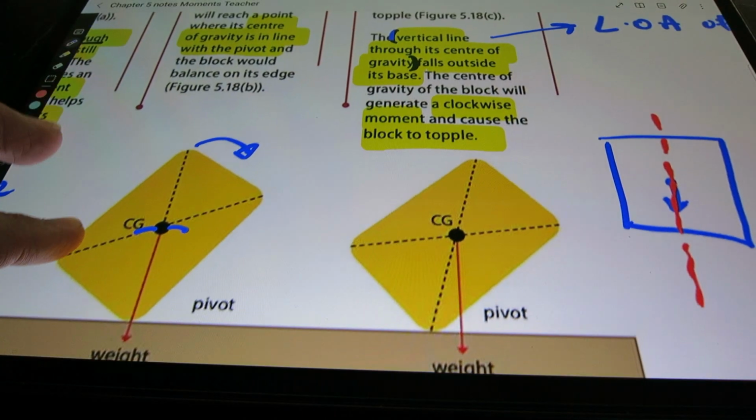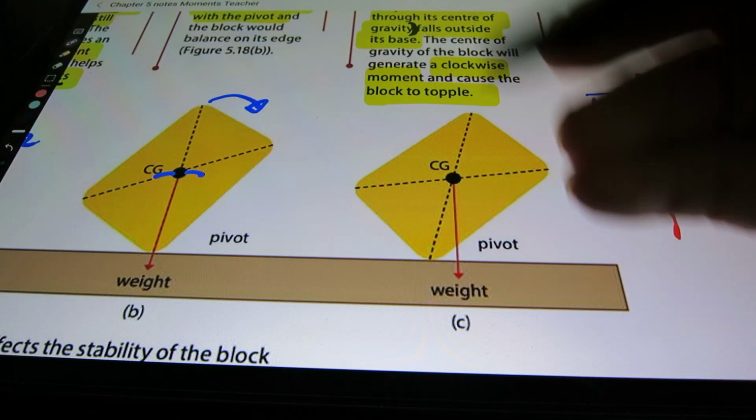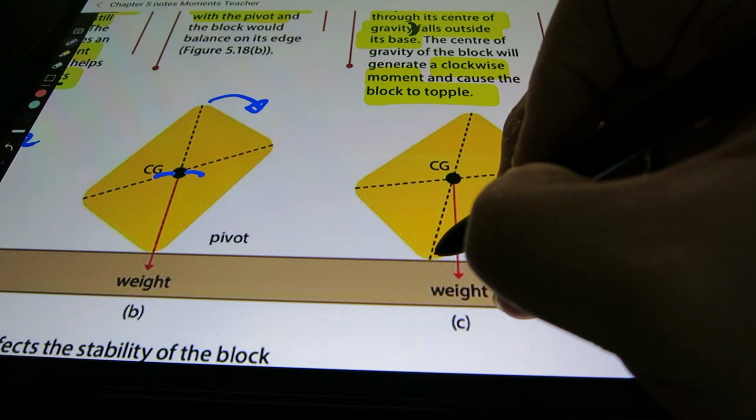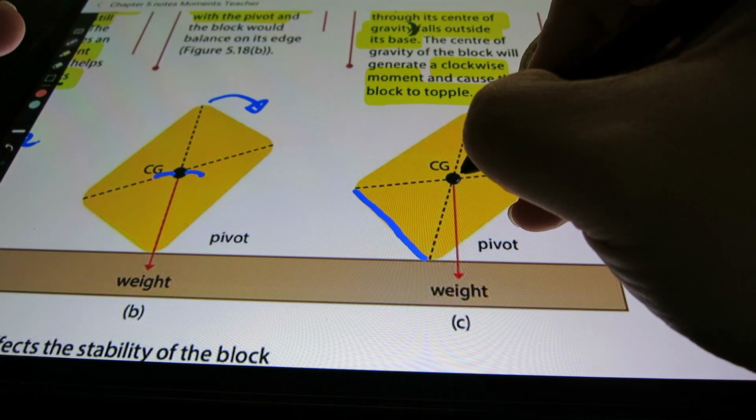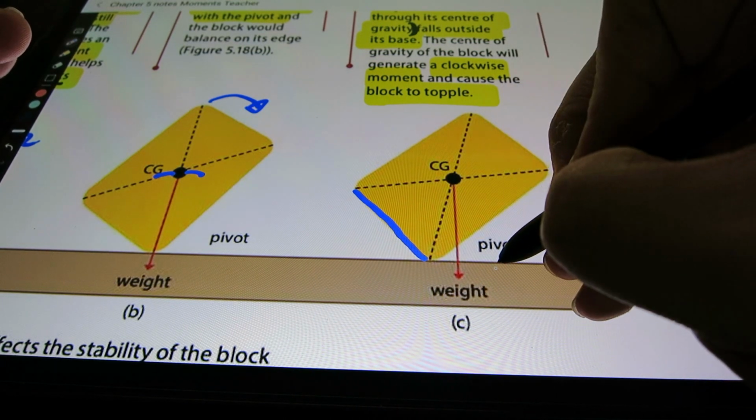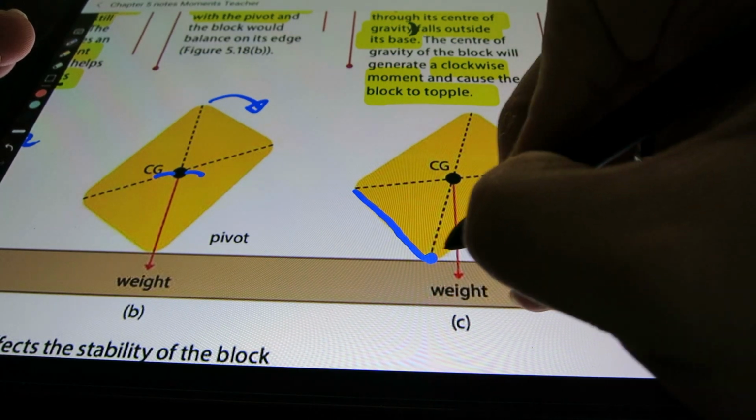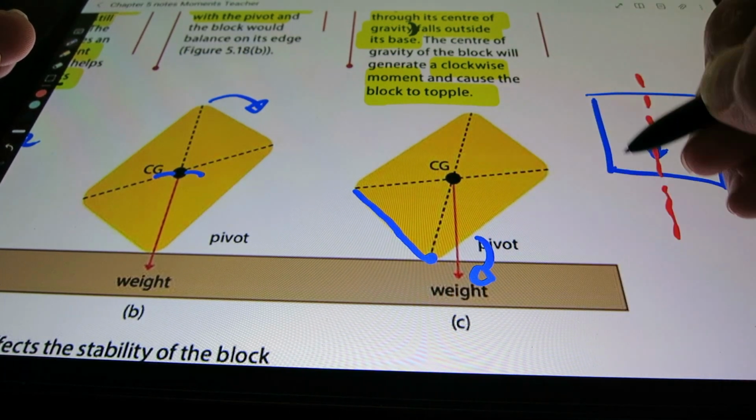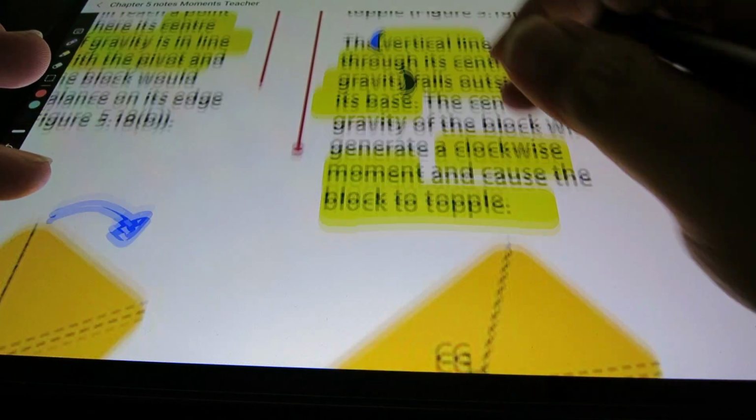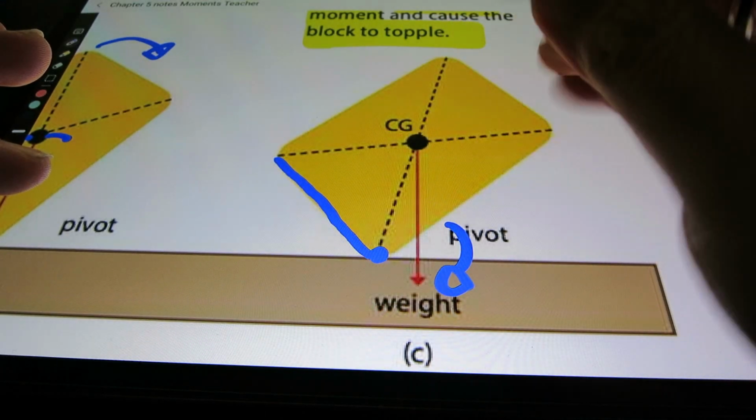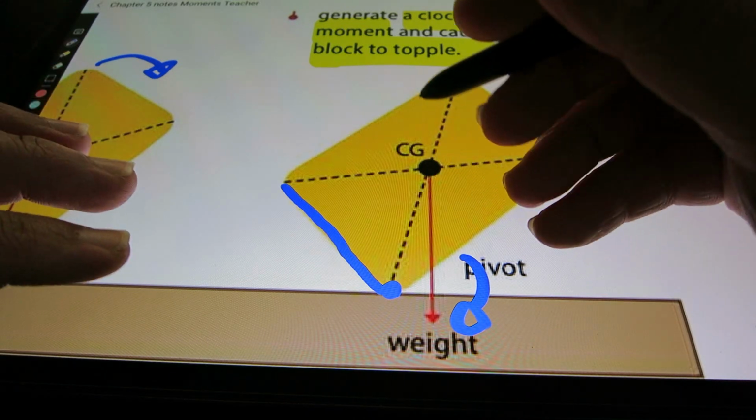Which brings me to my last point here. If I rotate an object and the weight line actually falls to the right of the pivot, so this was the original base area, right? Once this weight line exceeds the base area, then the pivot is here. It will actually cause a clockwise movement for this object and it will cause it to topple. So when the vertical line through the center of gravity, which is this line here, falls outside the base area, it will actually cause a moment which will cause it to topple.